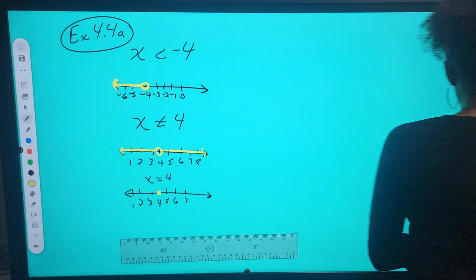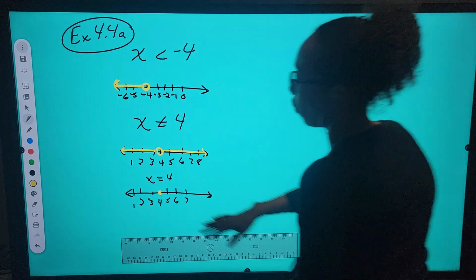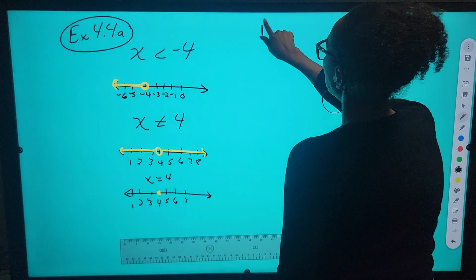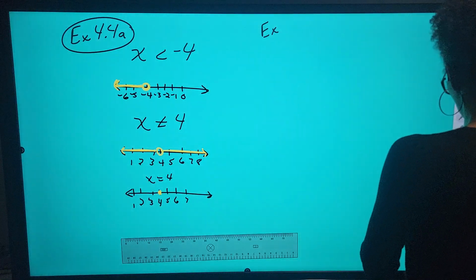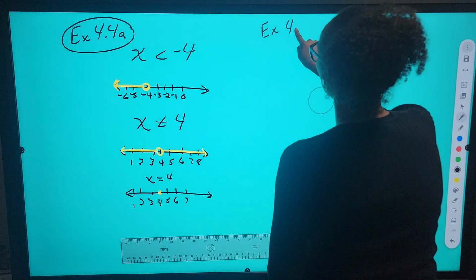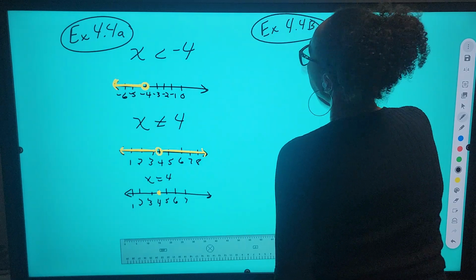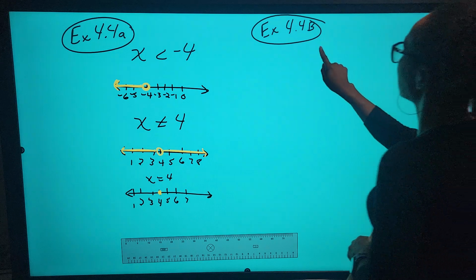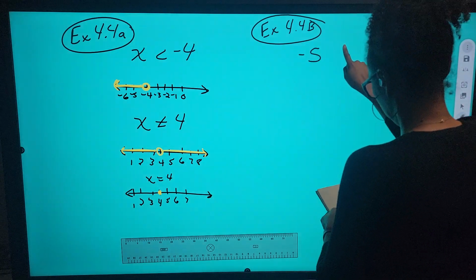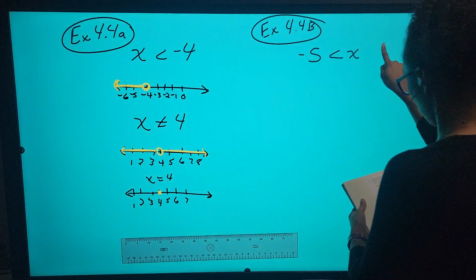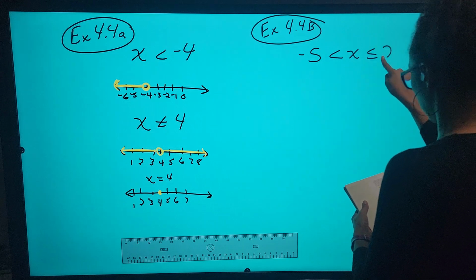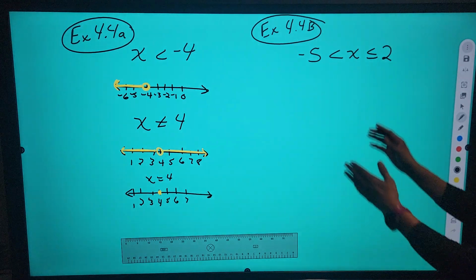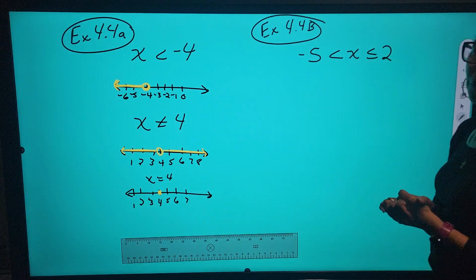The next example shows what to do when there's more than one inequality symbol. And this is example 4.4b. And the example they have is -5 is less than x, which is less than or equal to the number 2. This is called a compound inequality because there's two things happening here.